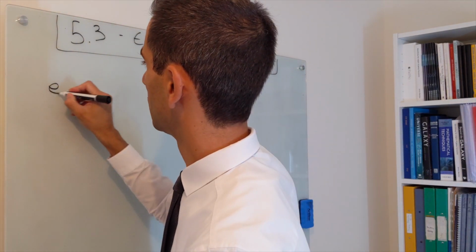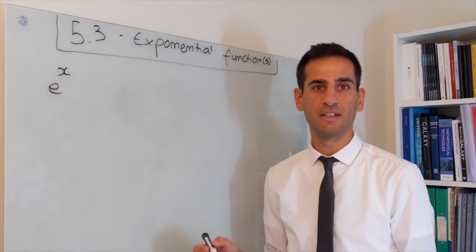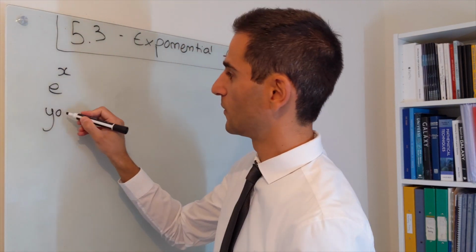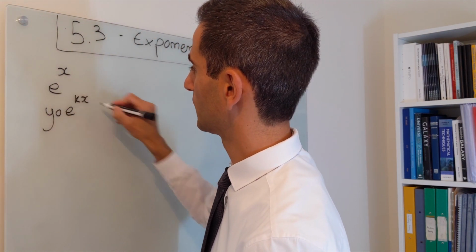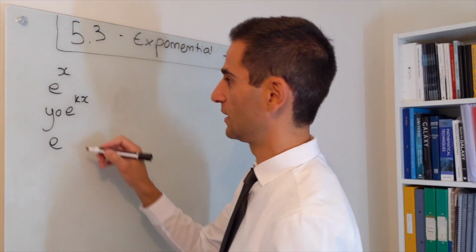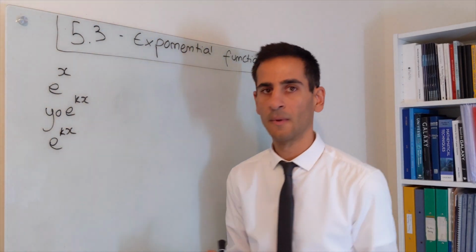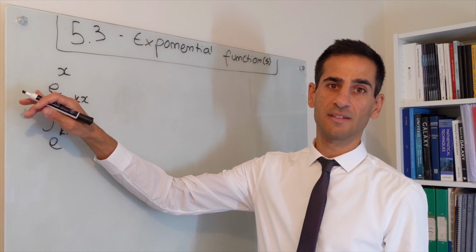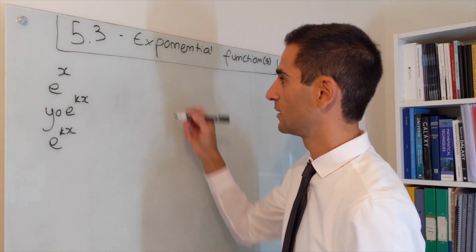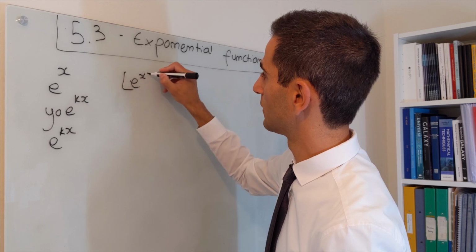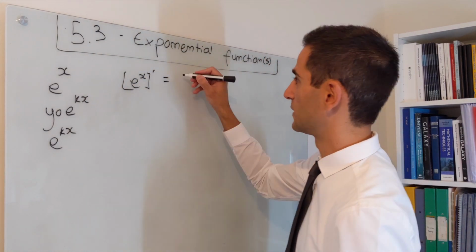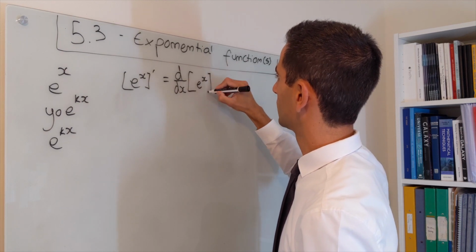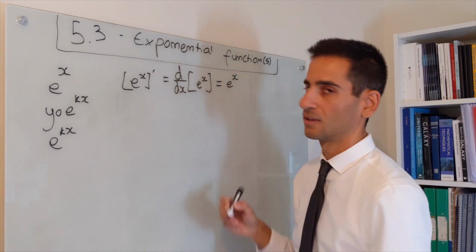An exponential, very simply, is given by e to the power of x, or more generally, something that looks like y0 e^(kx), or another form is simply e^(kx). One thing that really distinguishes exponential functions is that in its simplest case, where it's just e to the power of x, the derivative, in Leibniz notation d/dx of e^x, is the function itself.